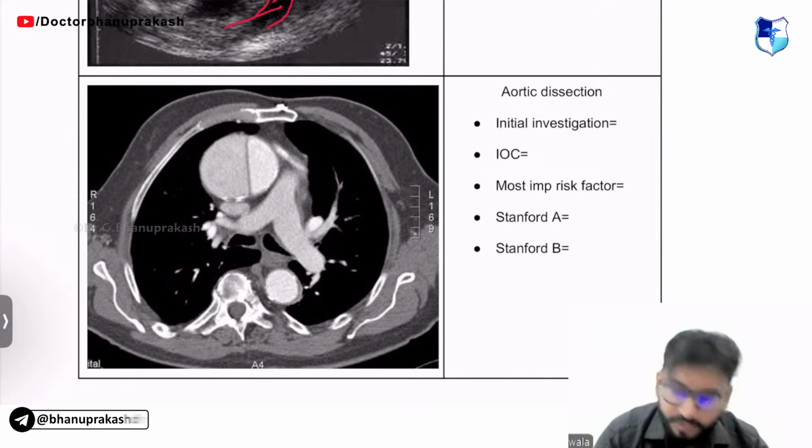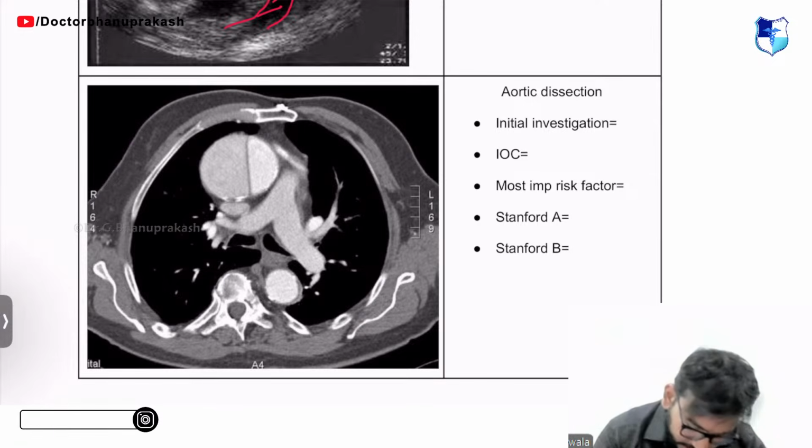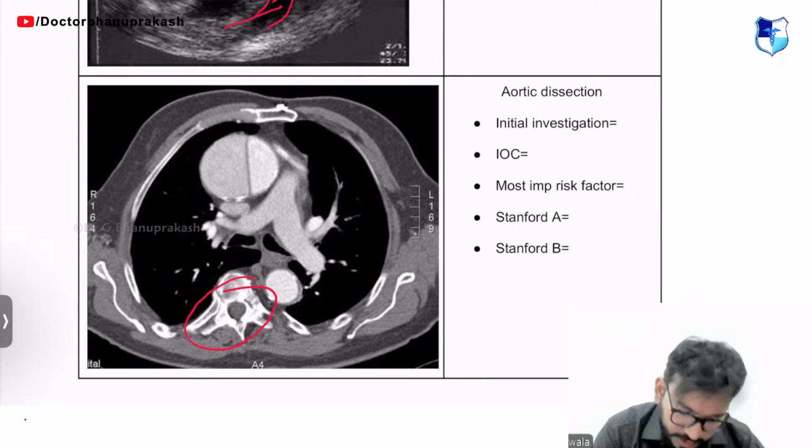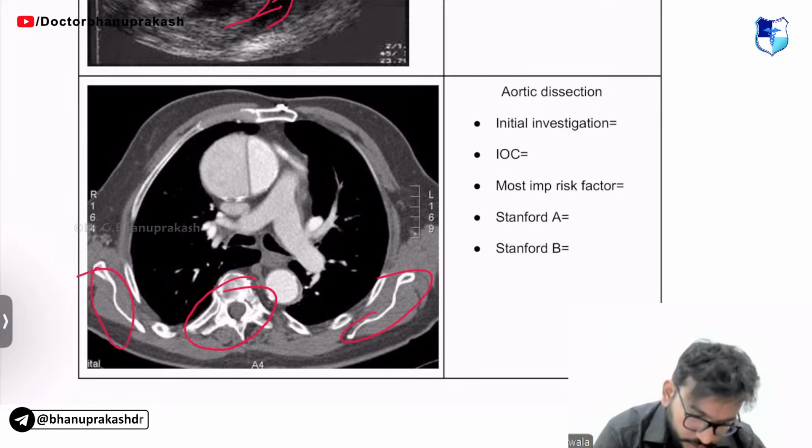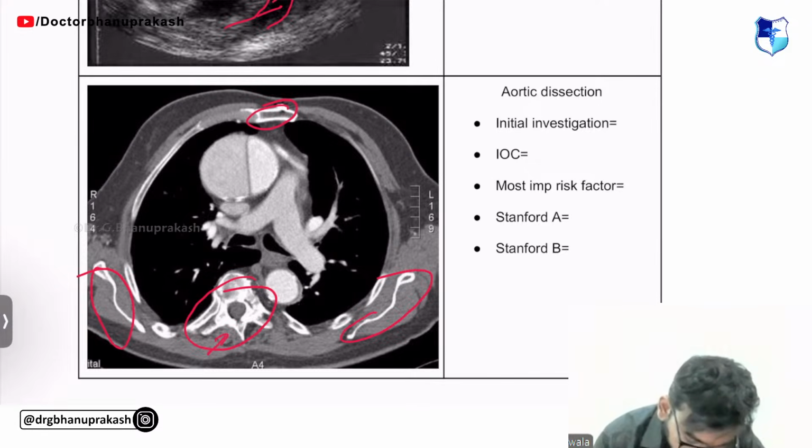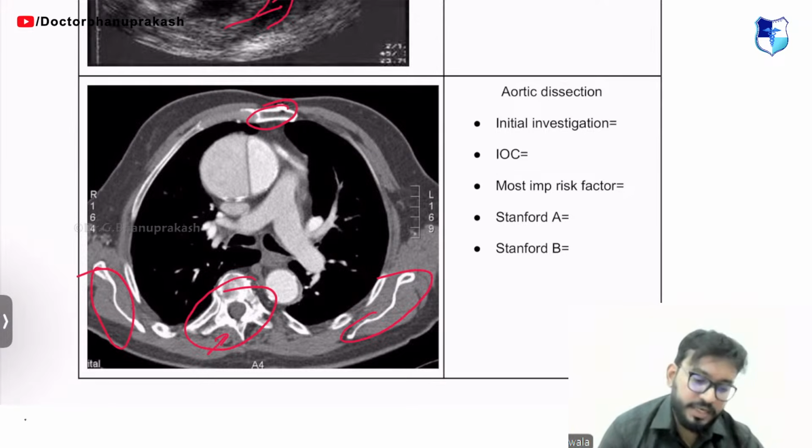Okay, look at this, guys. Again, what is this? Is it CT or MRI? Come on. Look at the bone, guys. Look at the scapulae. Look at the sternum. Look at the vertebra. What is this? This is a CT. Very good.